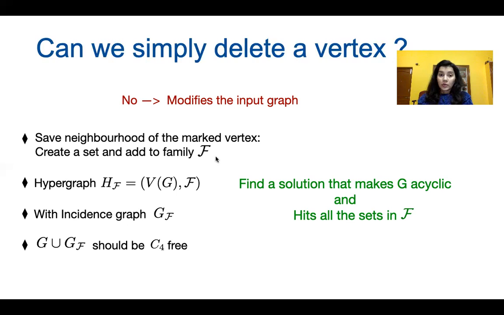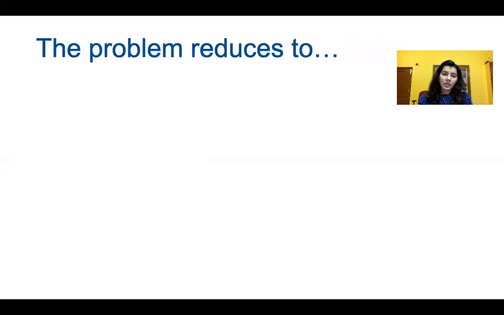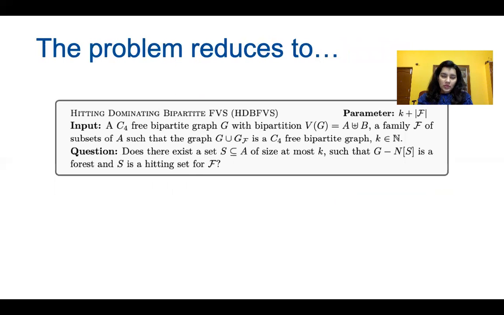We need to hit all the sets in F because F contains those sets where we necessarily have to pick something in order to ensure that the B's that we picked are deleted. So the problem reduces to something else now, which is hitting dominating bipartite FES.